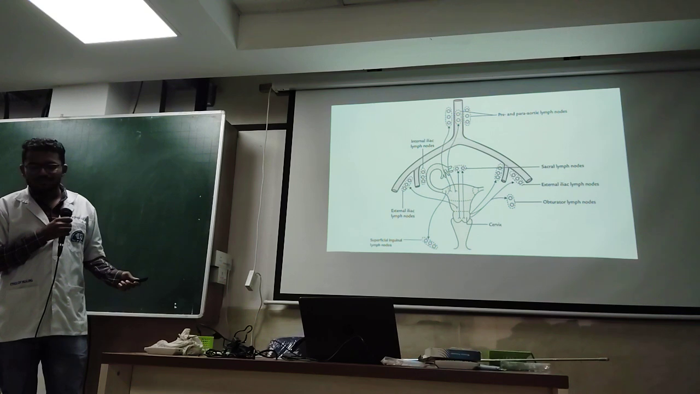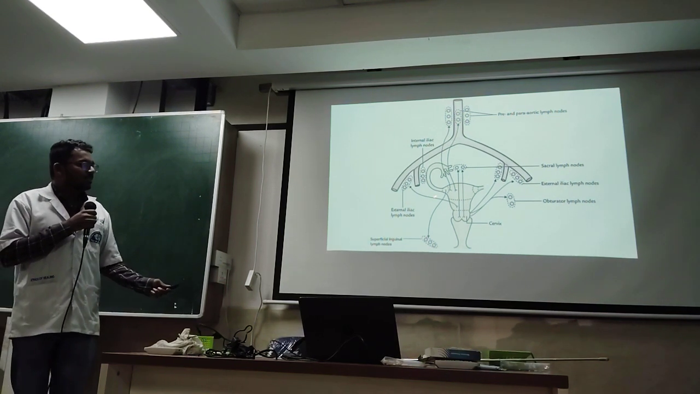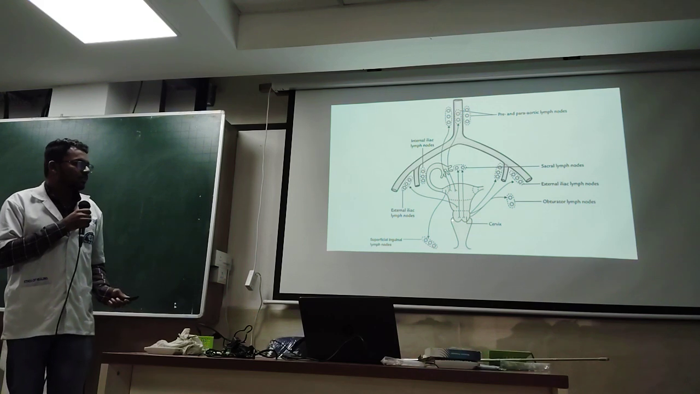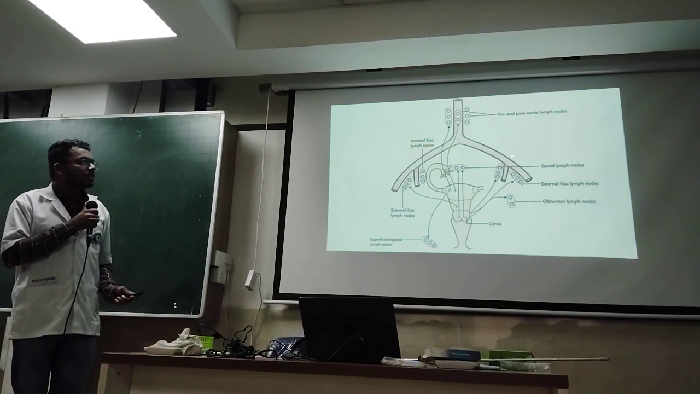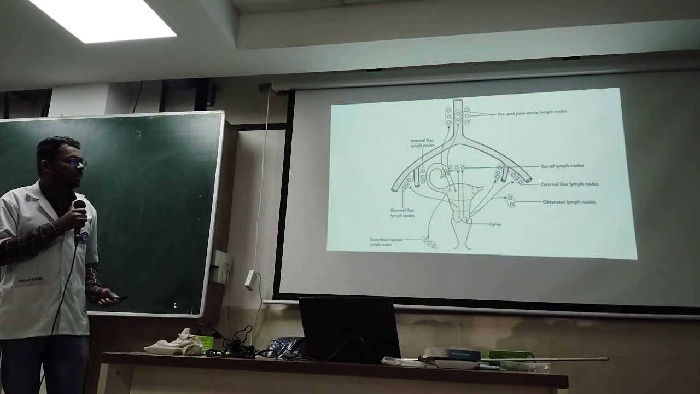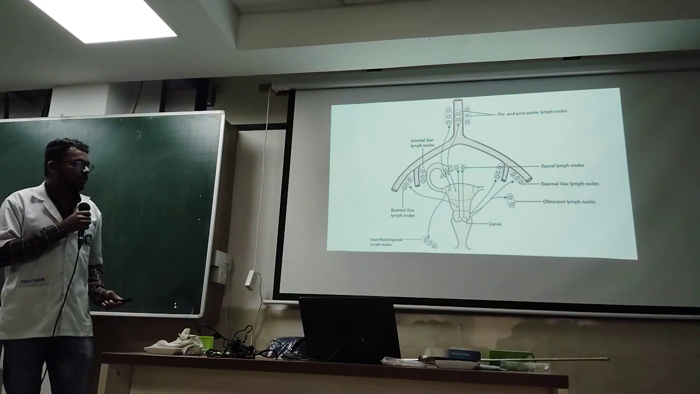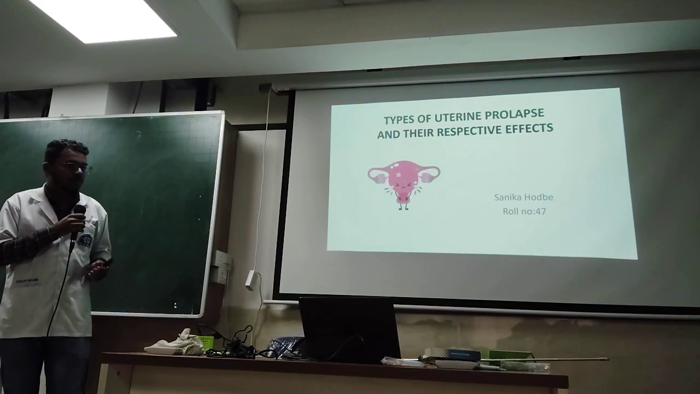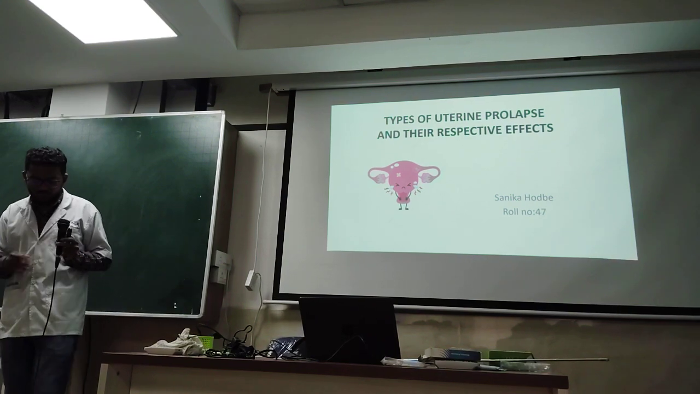But moving ahead, the lower part of the body of the uterus drains into external iliac lymph nodes, and cervix drains its lymph into sacral lymph node, external iliac lymph node, internal iliac lymph node, and obturator lymph node. Now, I would like to pass on to continue the presentation.